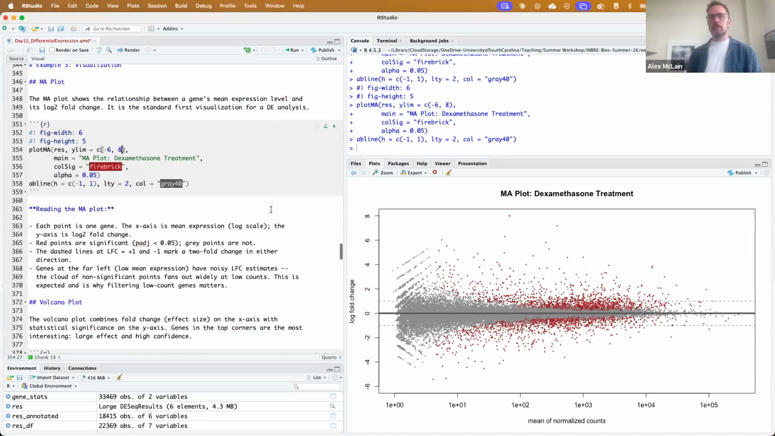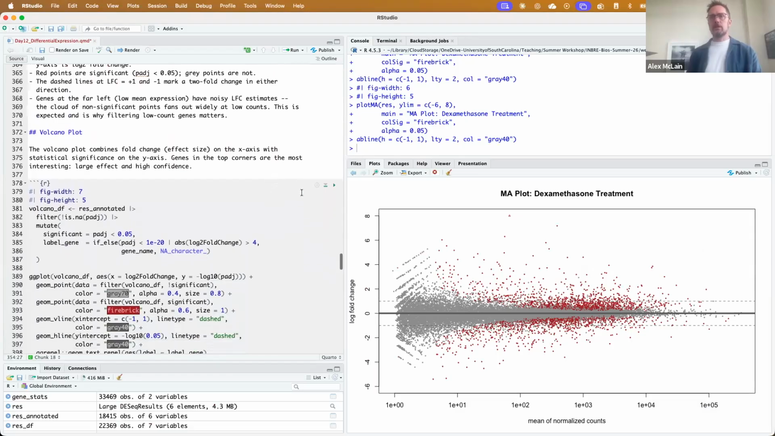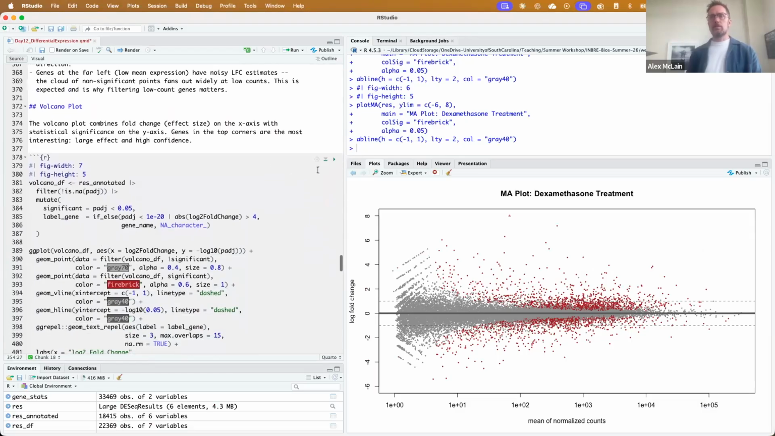Let's take a look at that here. We can look at it nice and big.